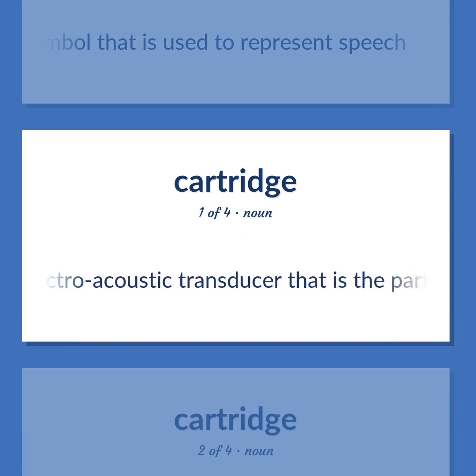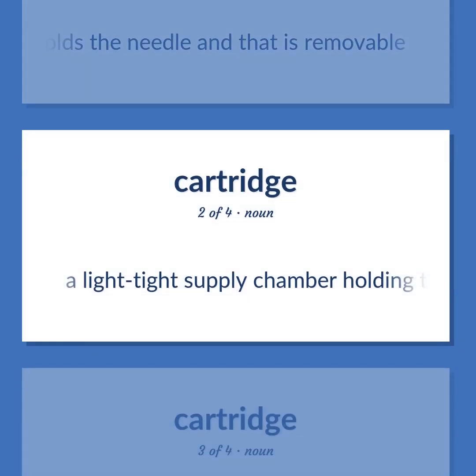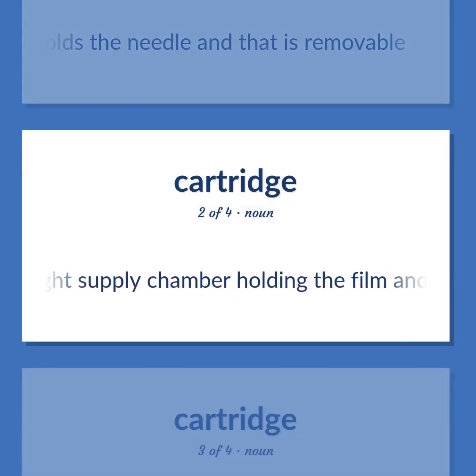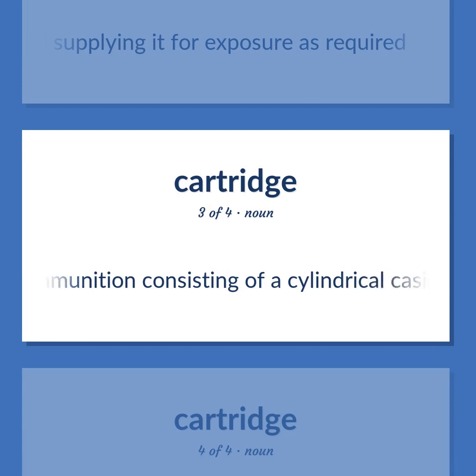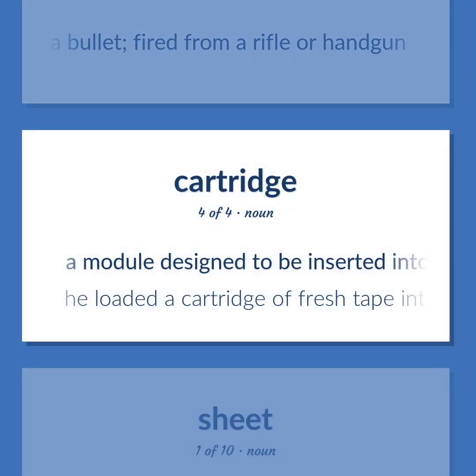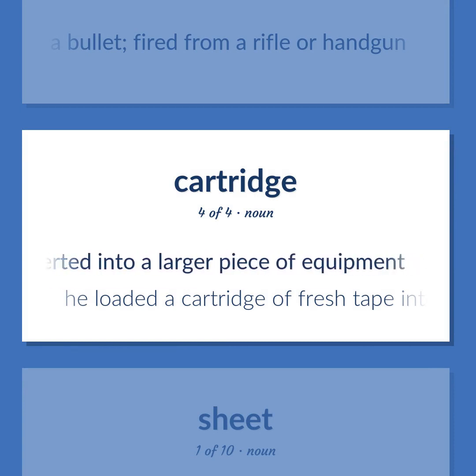An electroacoustic transducer that is the part of the arm of a record player that holds the needle and that is removable. A light tight supply chamber holding the film and supplying it for exposure as required. Ammunition consisting of a cylindrical casing containing an explosive charge and a bullet, fired from a rifle or handgun. A module designed to be inserted into a larger piece of equipment. He loaded a cartridge of fresh tape into the tape deck.